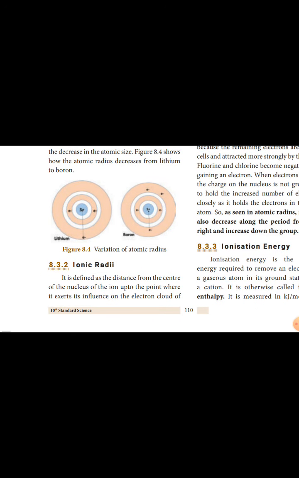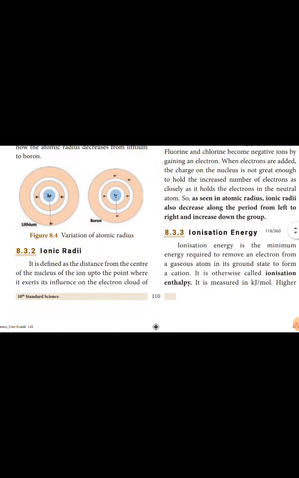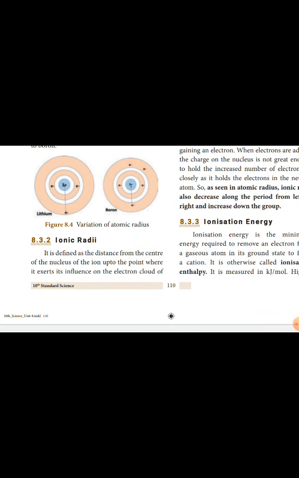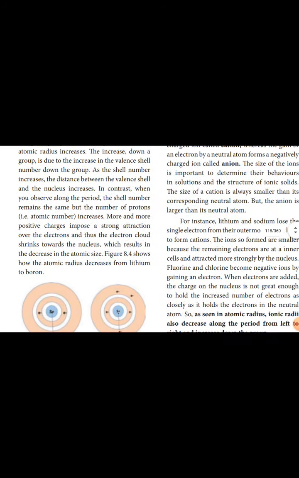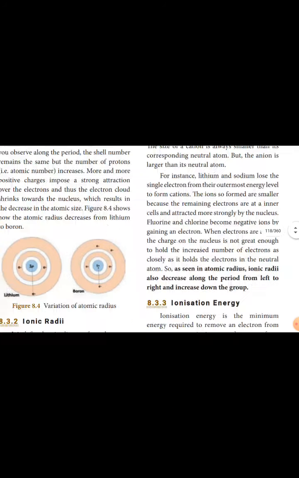Next, ionic radii. Ionic radius is defined as the distance from the center of the nucleus of the ion up to the point where it exerts its influence on the electron cloud of the ion. So this ionic radius applies only to ions.